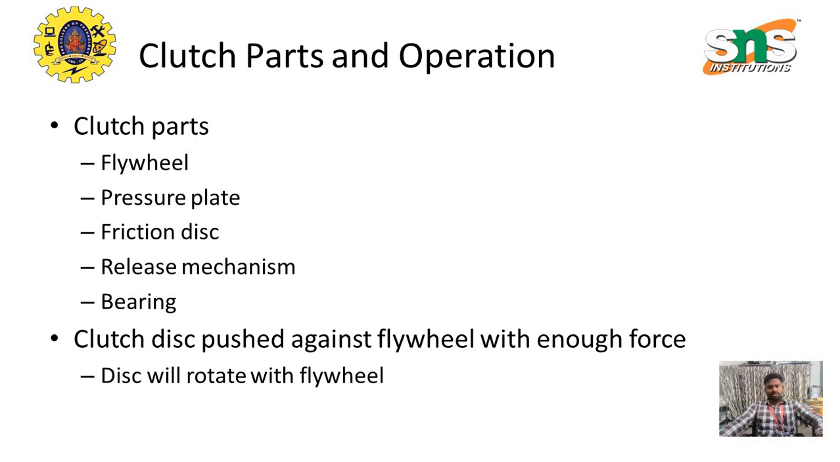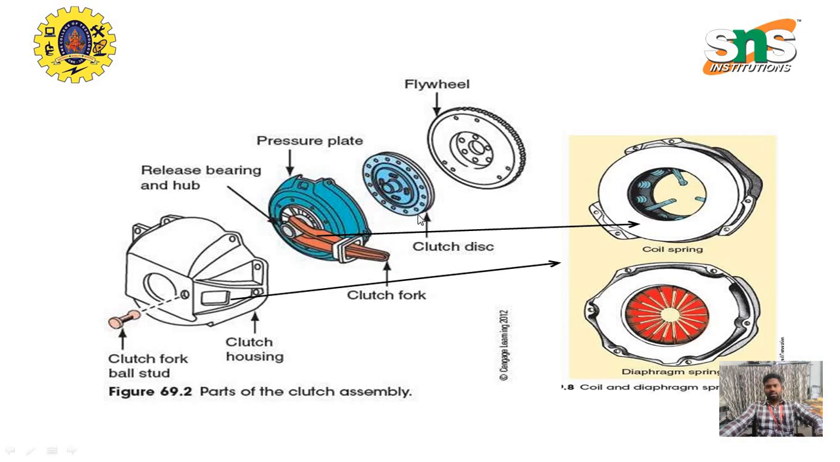And then the friction disc. See here, this friction disc is a circular plate placed in between the flywheel and the pressure plate, so that due to the friction between the contact surfaces, it can transmit the power from the flywheel to the pressure plate with the rotary mechanism. And then see here the parts: flywheel, friction disc, pressure plate, and then the clutch housing. This housing includes the entire clutch components in a single unit.